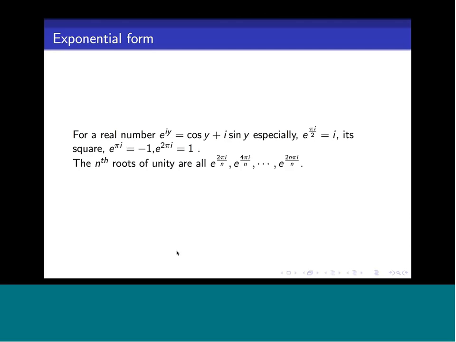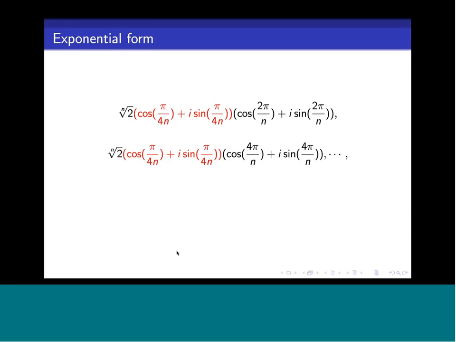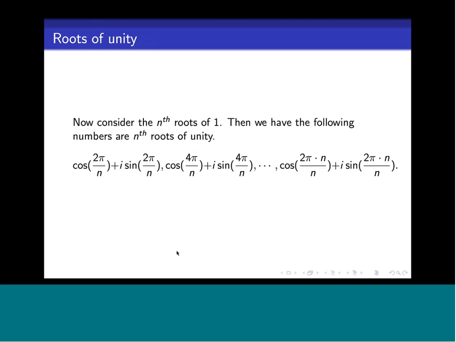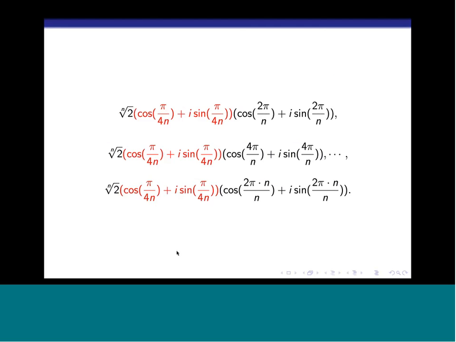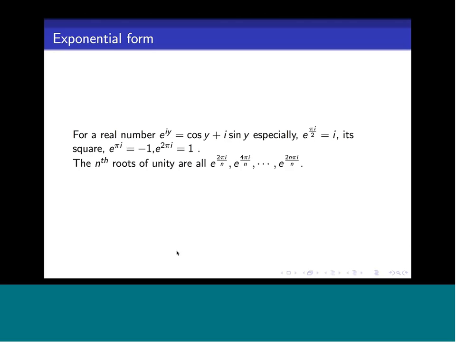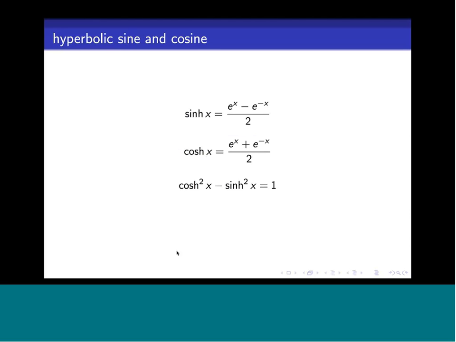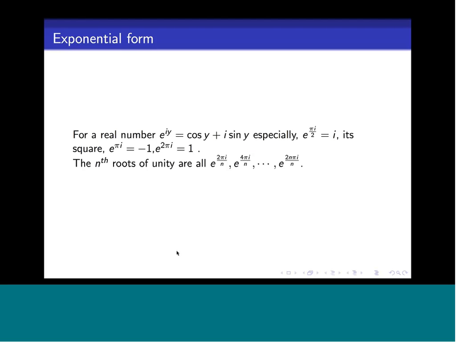In this way, the roots of unity we can write as e to the 2 pi i over n, e to the 4 pi i over n. I'm not sure you still remember the roots of unity. See here: the first one is e to the 2 pi i over n, the second one is e to the 4 pi i over n, and the last one is e to the 2 pi i, so this is 1. Are you good with it?